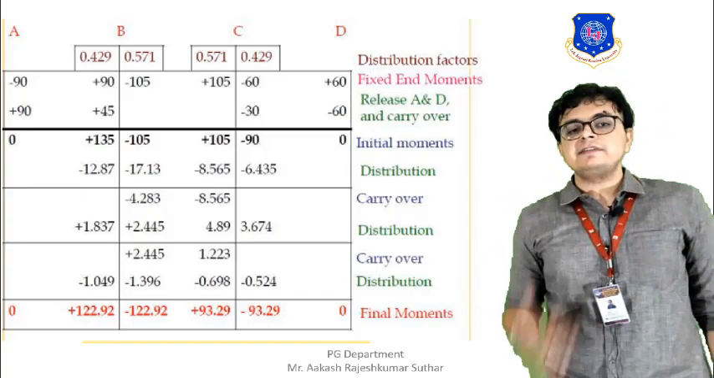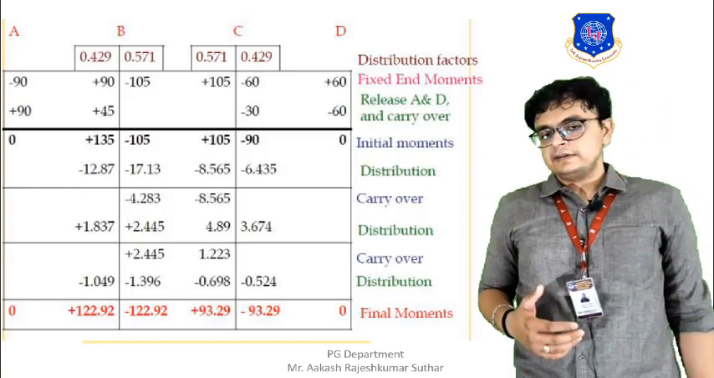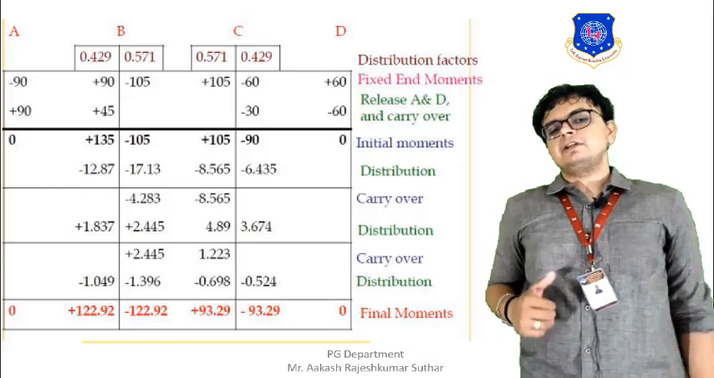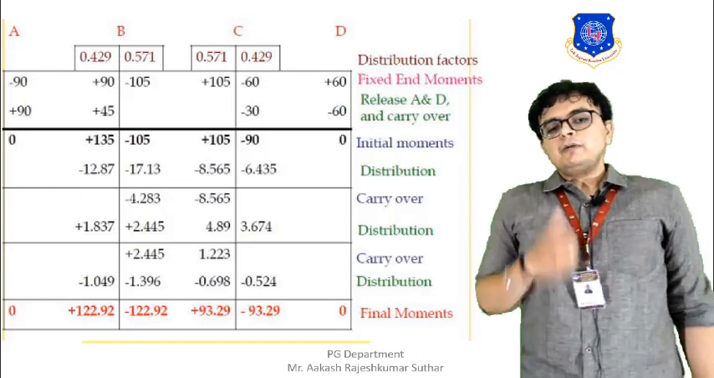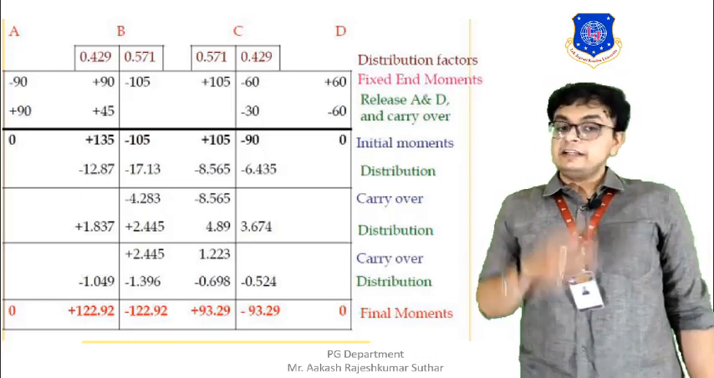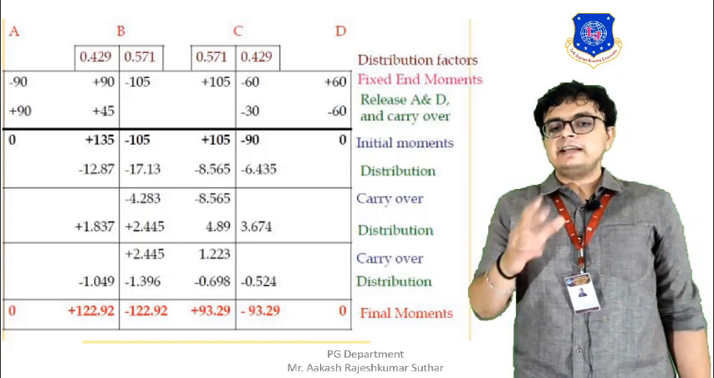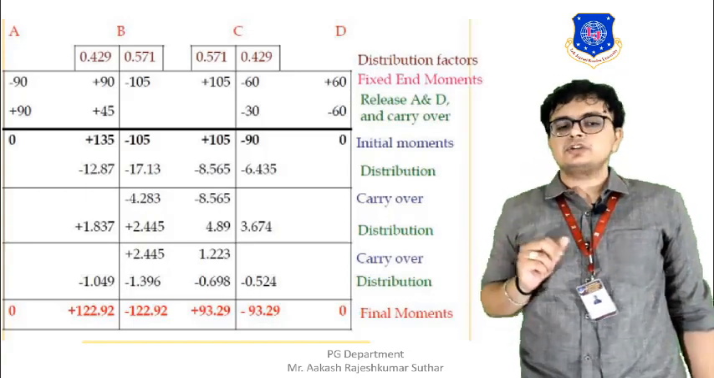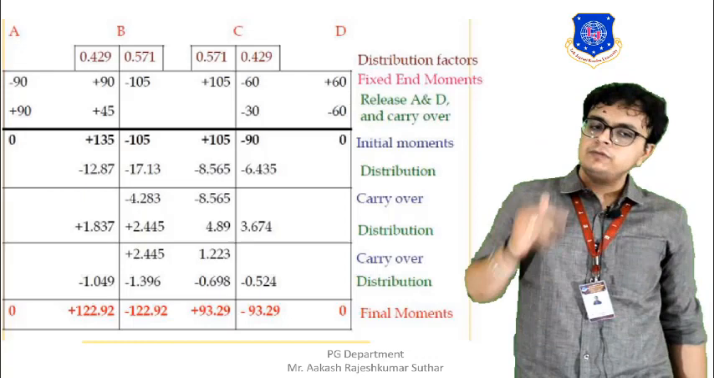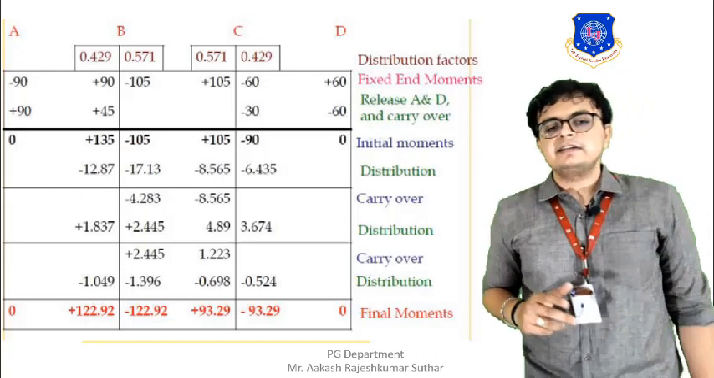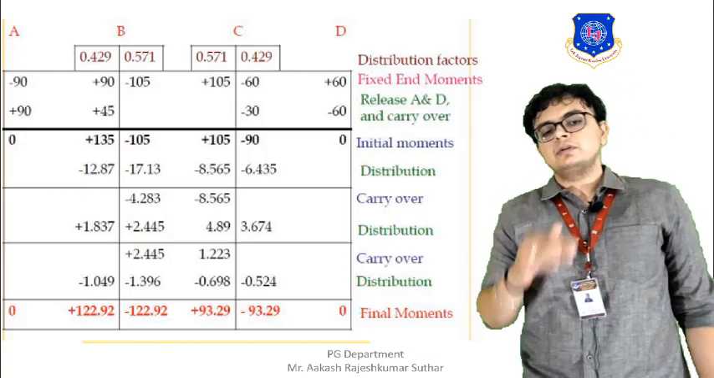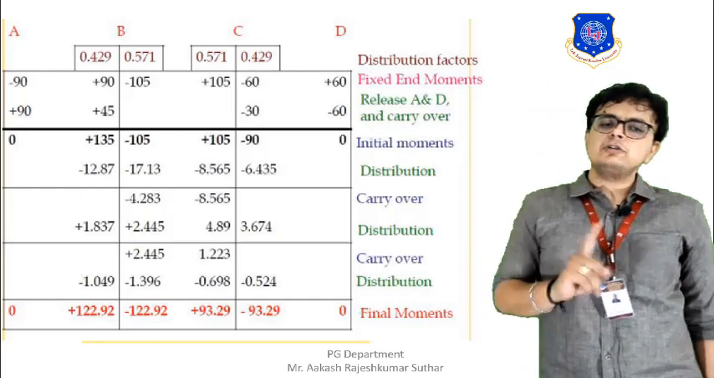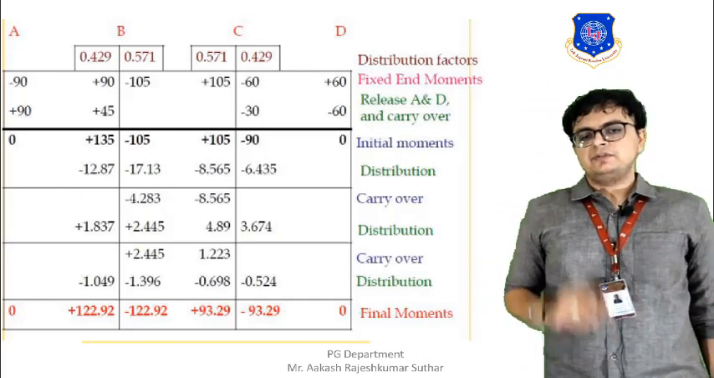Similarly for MBC, we have the minus 4.283, and we have to multiply it with 0.571. So finally the value that we are getting is 2.445. It will be a negative sign, but whenever we put it in the table for the distribution, we have to take the opposite sign, and for this reason we have written it as 2.445.